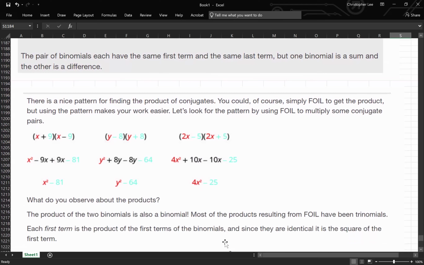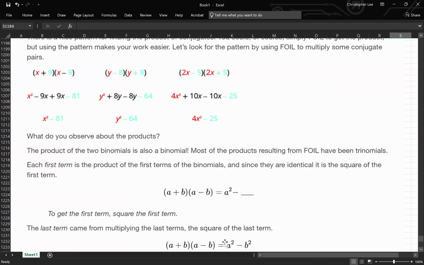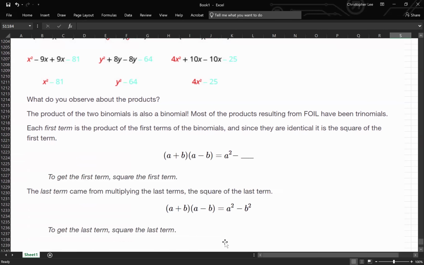So what did you observe about the products, right? The product of two binomials is also a binomial when the two binomials are conjugates. Most of the products resulting from FOIL have been trinomials. Each first term is the product of the first terms of the binomials, and since they are identical, it is the square of the first term, right? So a plus b times a minus b equals a squared minus b squared, right?